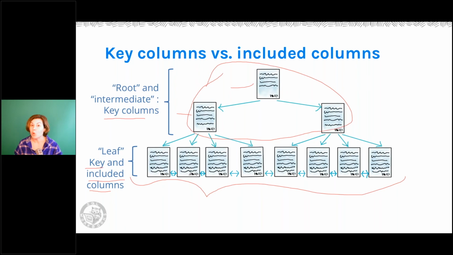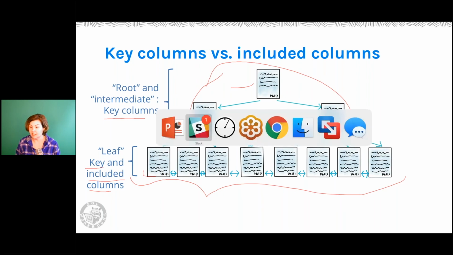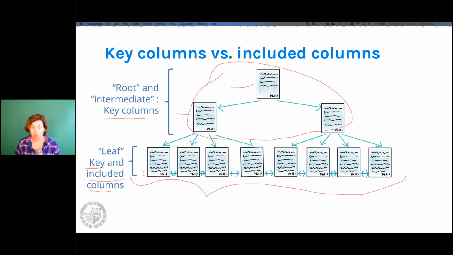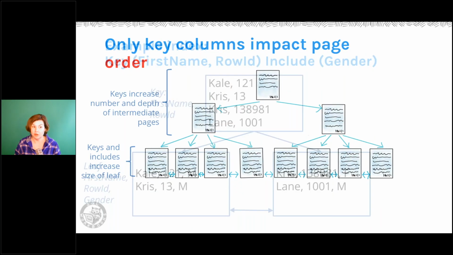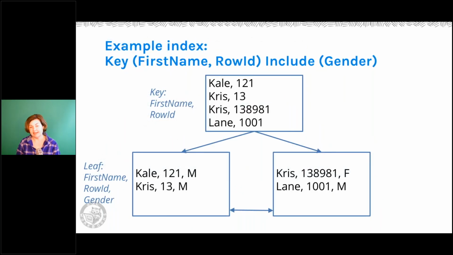Including things doesn't order them in any way. These pages are all ordered by the keys. They're not ordered at all by the includes. And if I change the included columns, it doesn't change the ordering at all. All right, so that's basic structure. Only the key columns impact the page order. So let's look at an example index. And this example index is totally fake.